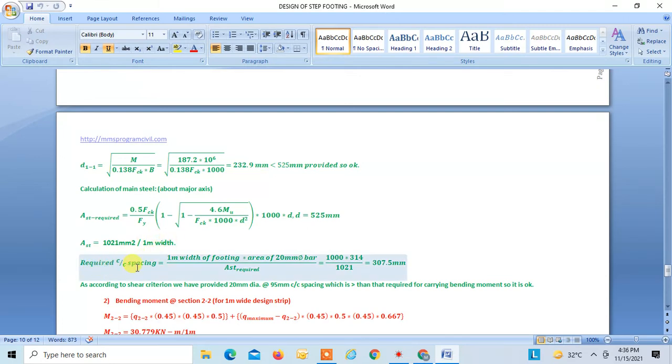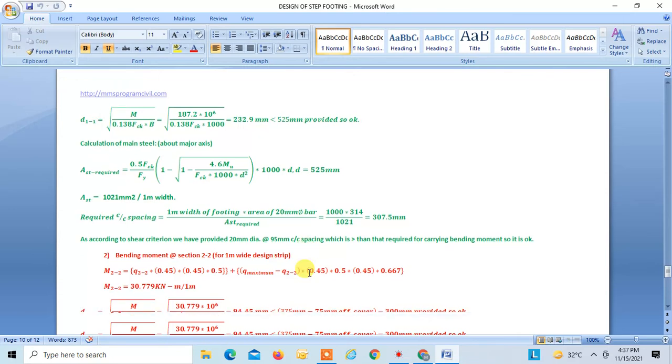So you can find the required spacing using this formula. We are going to use 20 mm dia bar as we have discussed earlier. From this formula we get the spacing required as 307.5 mm, but we have already provided 20 mm dia bars at 95 mm center to center to satisfy the one-way shear criteria. So flexure requires 20 mm dia at 307.5 mm center to center spacing, but we have already provided 20 mm dia at 95 mm center to center, so we are safe. Nothing to worry.